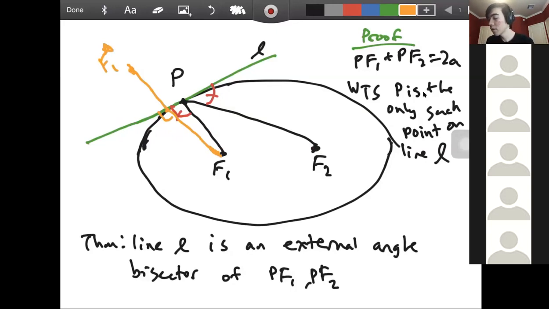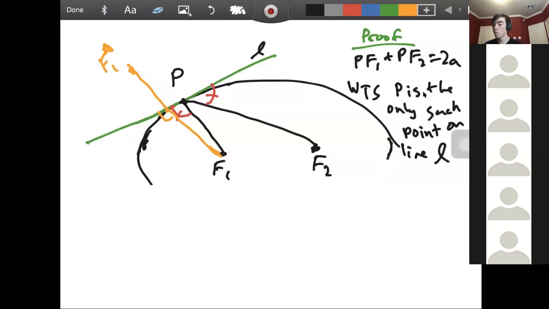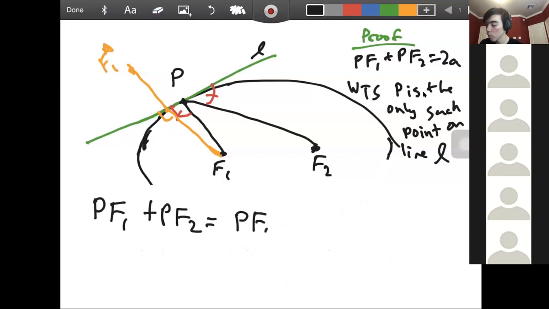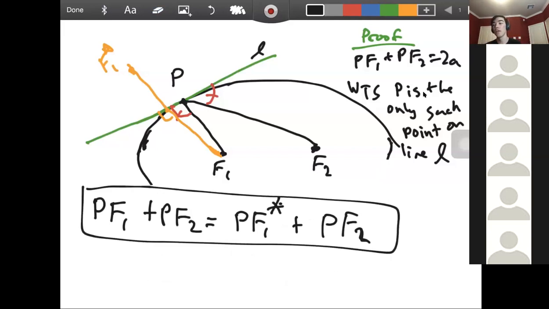So now that I reflected this, can you guys see where I'm going with this reflection? The cool thing about reflecting over a line is that you don't actually change the distance. So F1 to P is actually the same as F1 star to P, as long as they're reflected over. So when we have PF1 plus PF2, we can reflect F1 over instead.